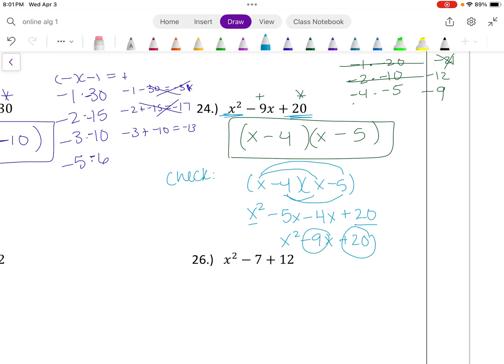And that's factoring. It takes a little bit to get used to, but you want to keep in mind, right, what's multiplying to be that C value and adding to be your B value.